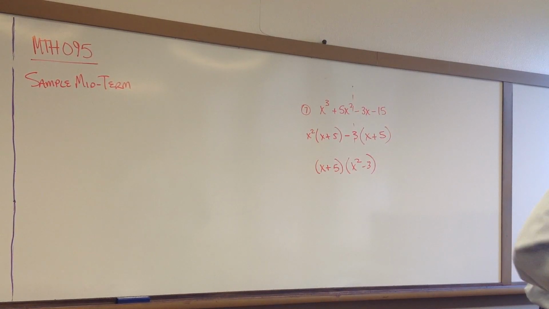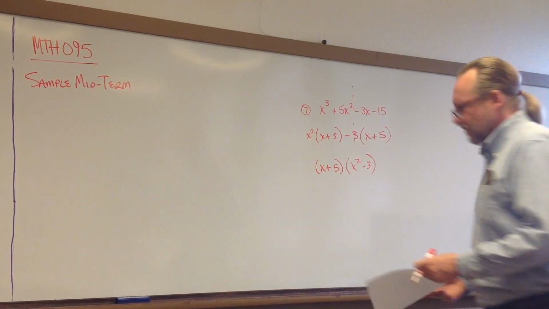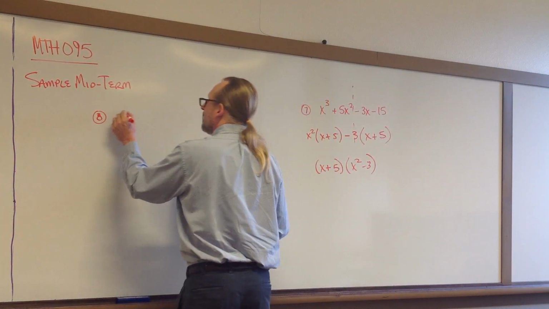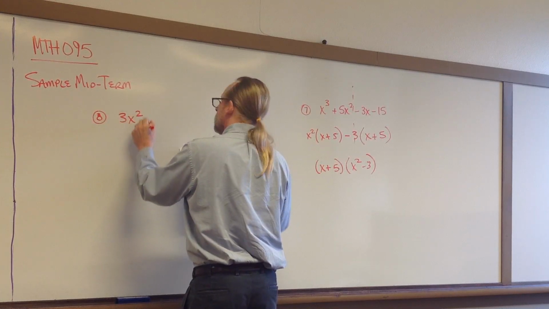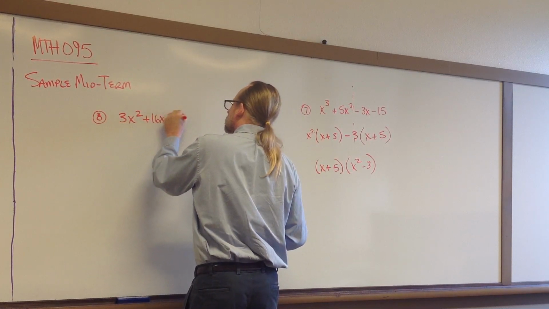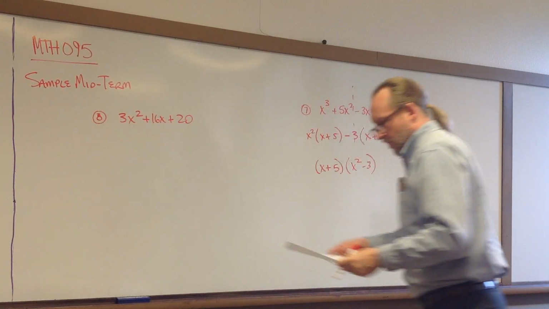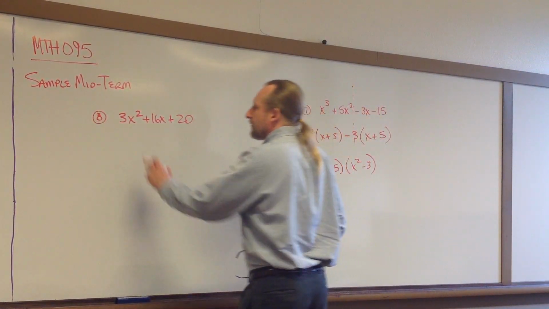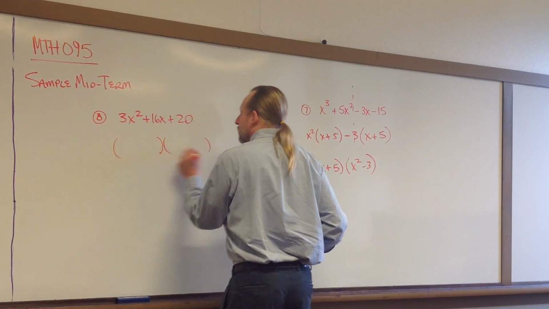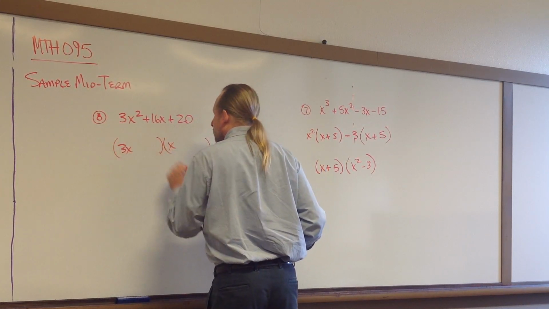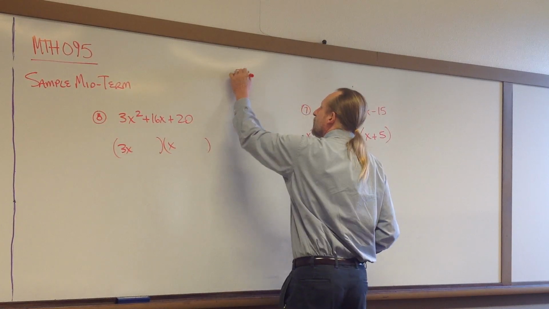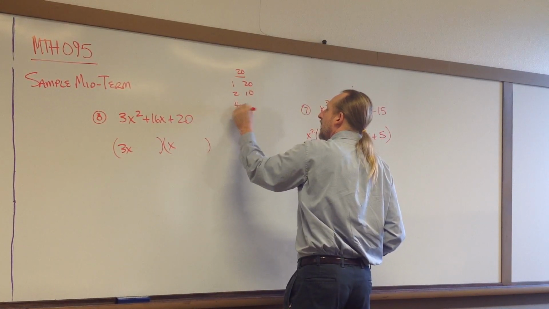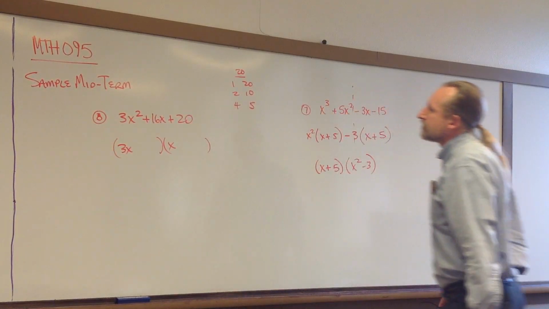Problem 8. Less straightforward, but still not too bad. 3x squared plus 16x plus 20. So the 3 is prime. There's only one possibility there. 3x times 1x. The 20 can be 1 times 20, 2 times 10, or 4 times 5.